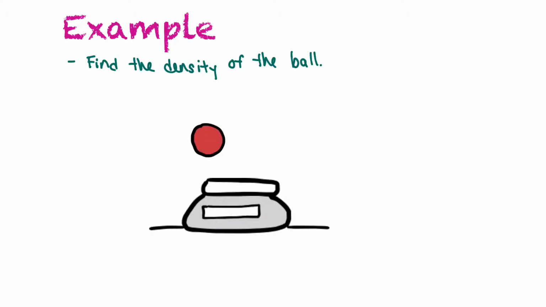In our first example, we're being asked to find the density of this red ball. So the first thing we need to do is find the mass. So we'll put the ball on the scale, and then we'll read the scale. And imagine that the ball has a mass of 25 grams. So we'll write that piece of information down. So the mass, or M, equals 25 grams. So we have one piece of information.